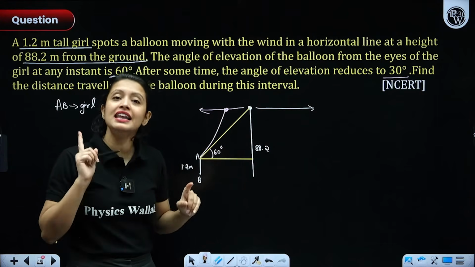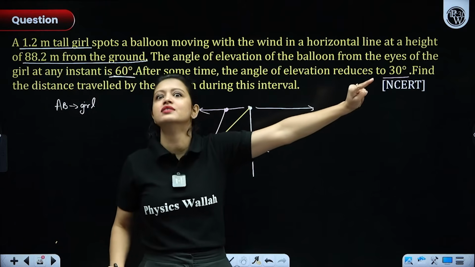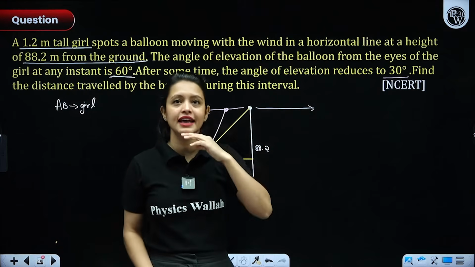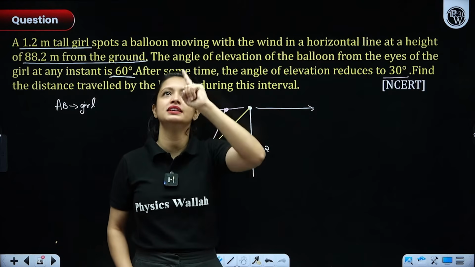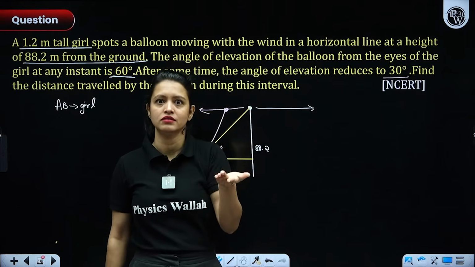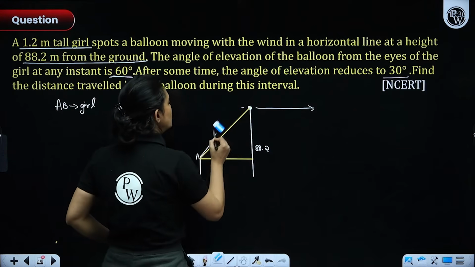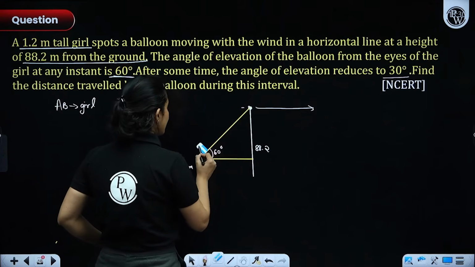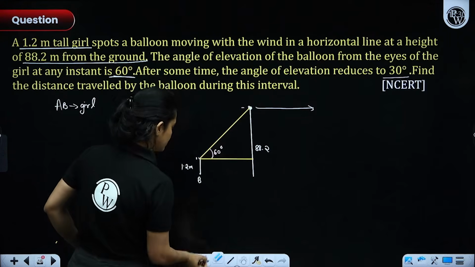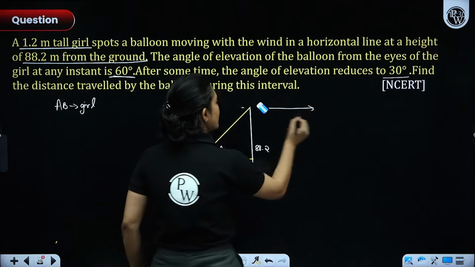So if the angle of elevation is getting reduced, the balloon is moving farther down the line, right? Because previously she was seeing the balloon like this, and now she will reduce the angle of elevation of her neck, right? So that's why the balloon is moving where? The balloon is moving away from the girl. Okay?